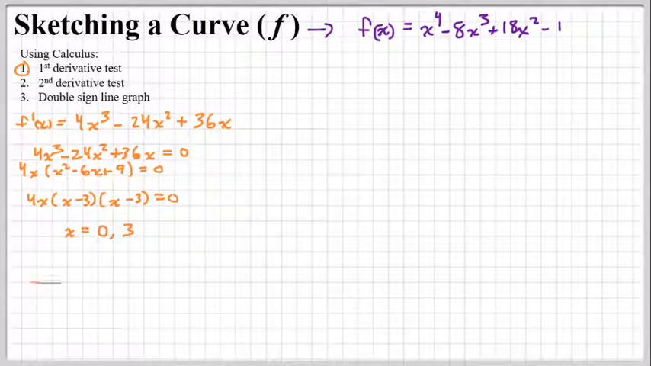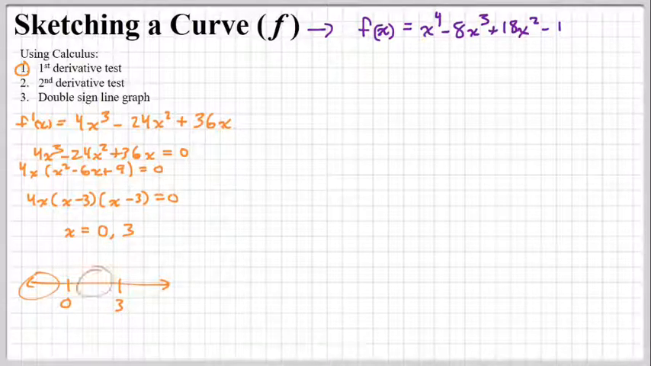So we're going to take our critical values and make our first line graph at 0 and 3. And the purpose of that is to find which intervals right here the f prime is positive or negative. Another way to say that is where f is increasing or decreasing, because knowing if f prime is positive or negative, we know if f is increasing or decreasing. So one way to do that is to plug in some numbers. So we're going to plug in -1, we're going to plug in 1, and also we're going to plug in 4.